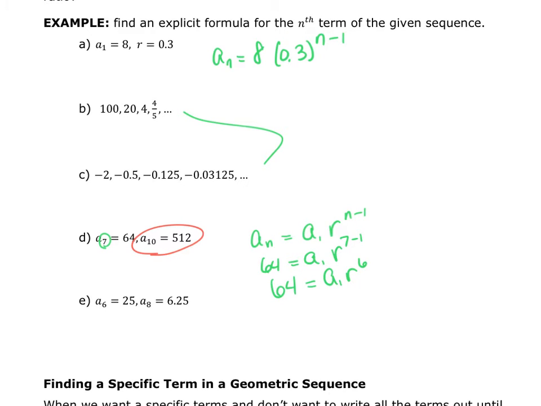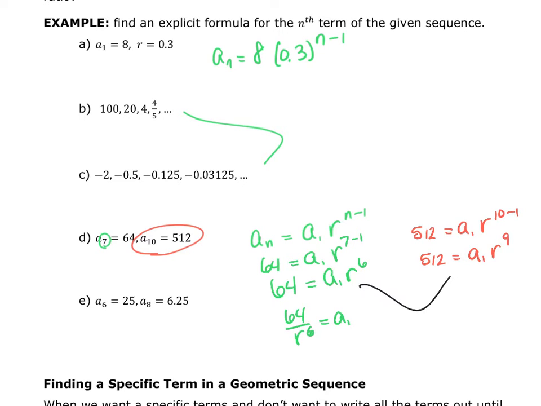And then I'm going to use this information, same formula. 512 is equal to a sub 1 r raised to the 10, because that's my n, minus 1. So 512 is equal to a sub 1 r raised to the 9th. Now what I have is 2 equations and 2 unknowns. I'm going to take one of the equations and solve for a sub 1 because that's the one that has a power of 1 on it. So I'm going to take this first equation and solve for a sub 1. So 64 divided by r to the 6th is equal to a sub 1.